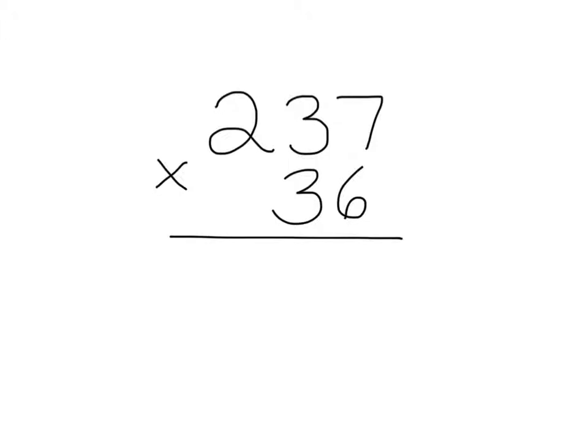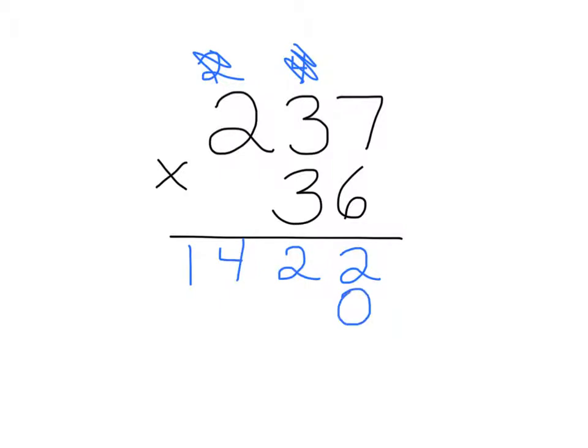So 6 times 7 is 42. Put the 2 here, carry the 4. 6 times 3 is 18, plus the 4 is 22. Put the 2 here, carry the 2. 6 times 2 is 12, plus 2 is 14. And now we cross these off, put a 0.